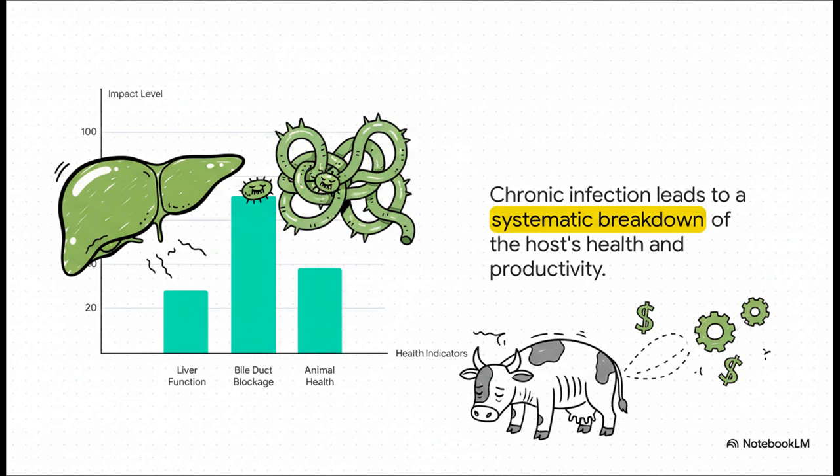And the consequences of all this internal damage, they're really, really severe. You've got liver function that just plummets because the bile ducts are blocked and scarred. This leads to a total breakdown of the animal's health, which brings us right back to those devastating production losses we talked about at the beginning. And it's wild to think that all of this is caused by one single, persistent parasite.